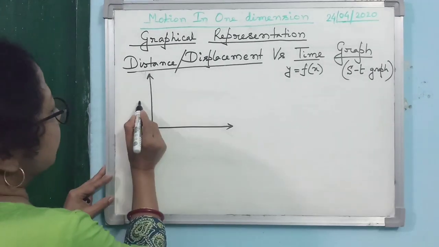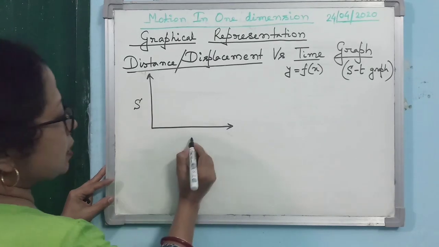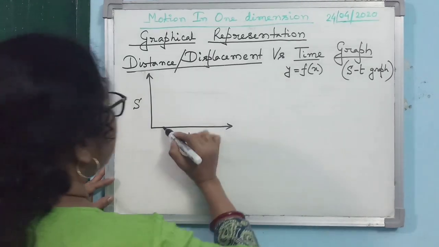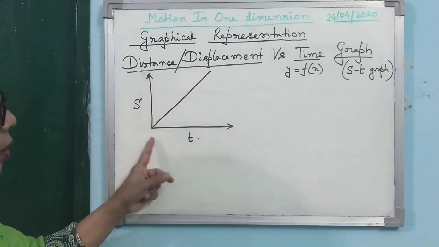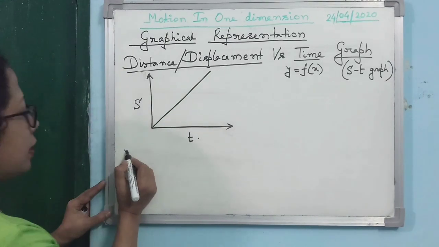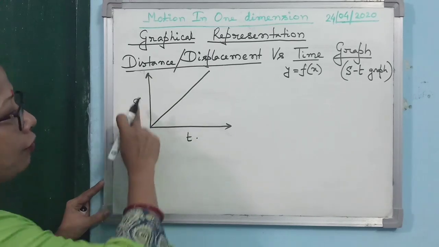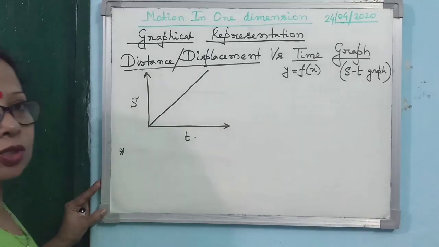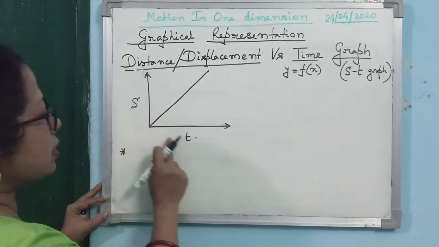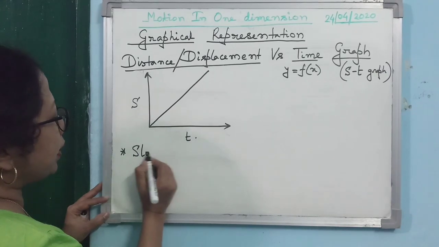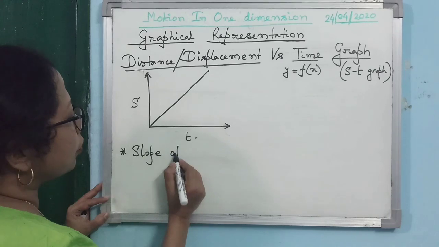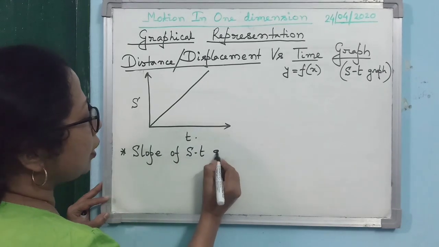Next is the distance or displacement and time graph. If it is a straight line passing through the origin, what does it mean? It means that the velocity of the body is constant. Now here just understand it. What does the slope of the displacement time graph represent? Slope of the ST graph.